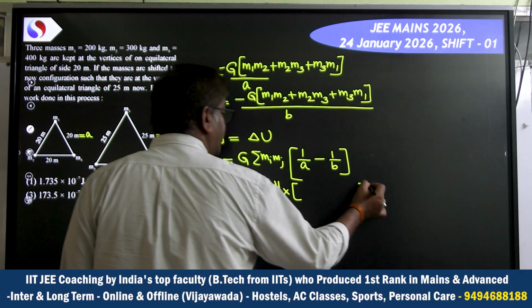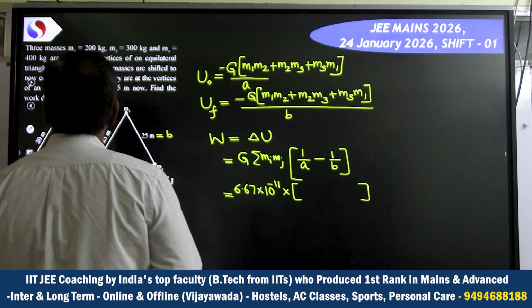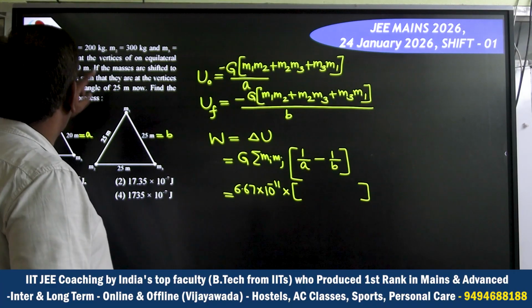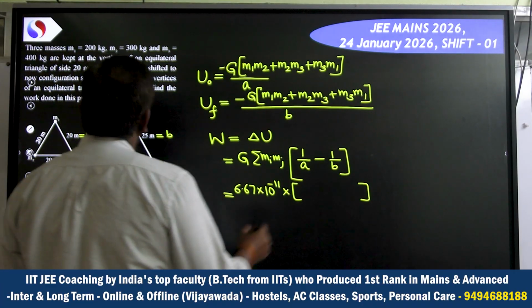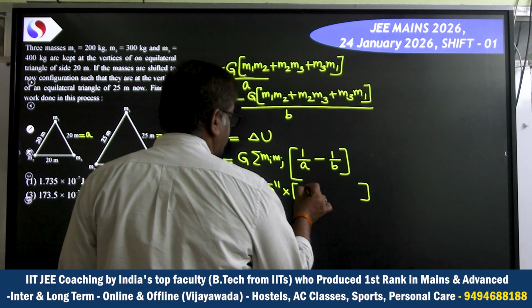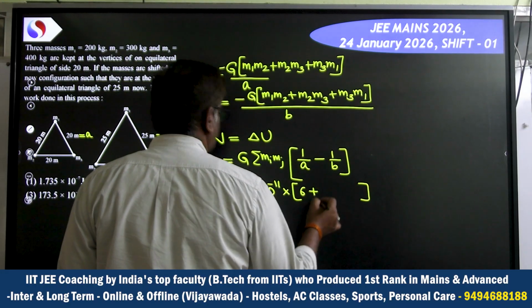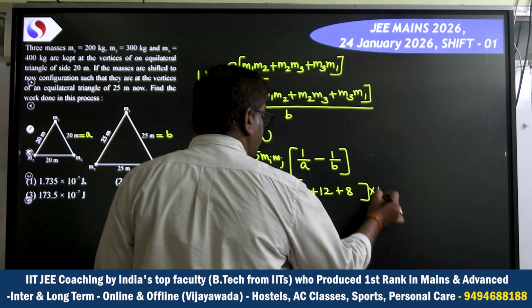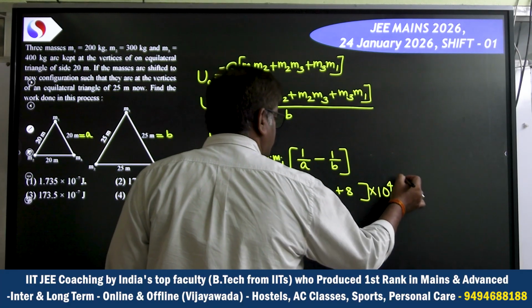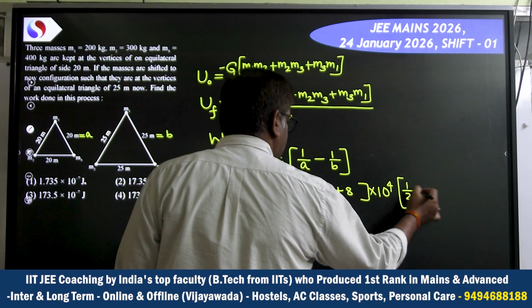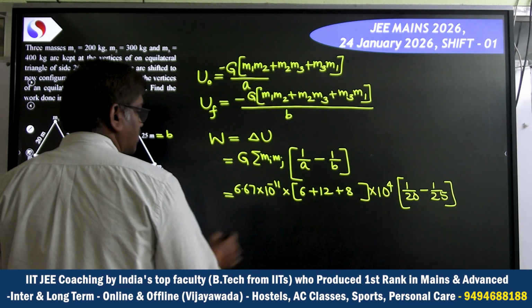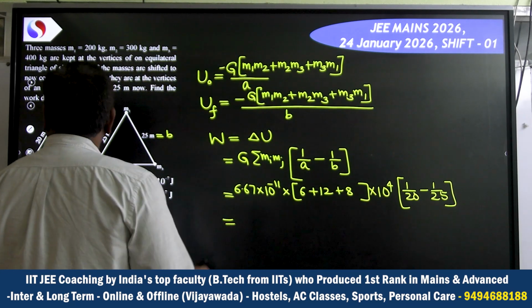M1, M2, M2, M3, M3, M1, this is 200 into 300, then 300 into 400, then 400 into 200. So it is giving you 6 plus 12 plus 8 and 10 to the power 4. I took it outside. This is 1 by A, that is 1 by 20 minus 1 by 25. These are in meter. Alright, so this is your calculation for this question and just solve it.